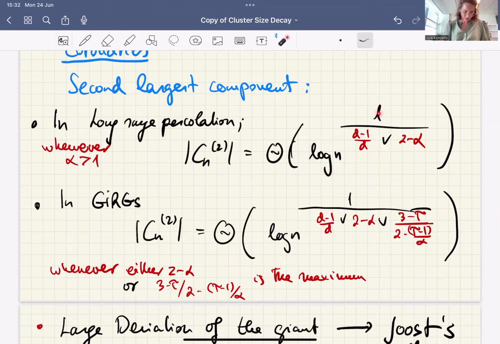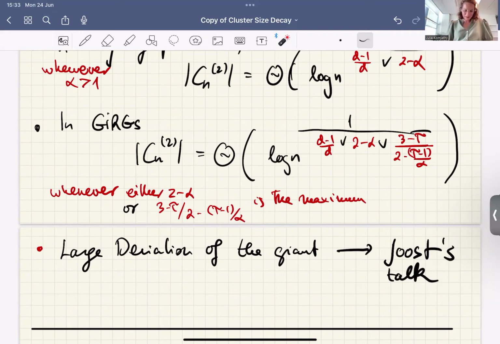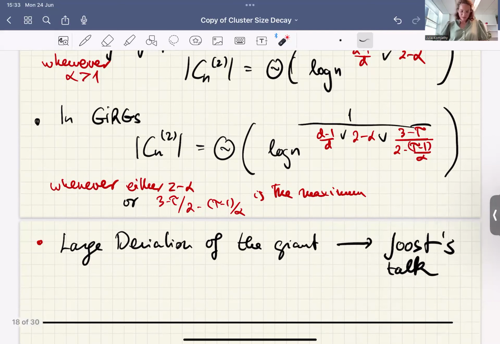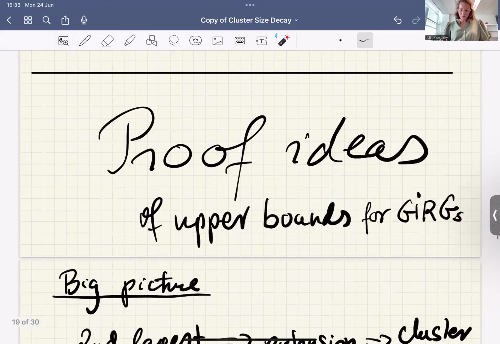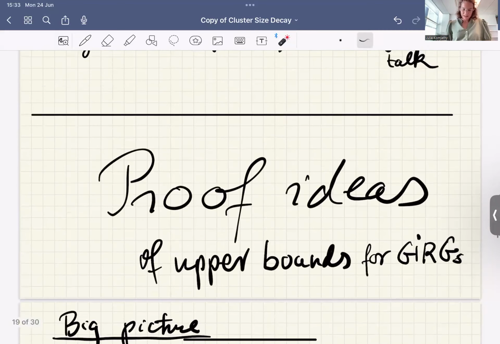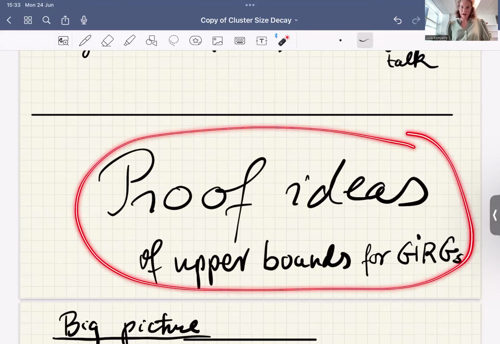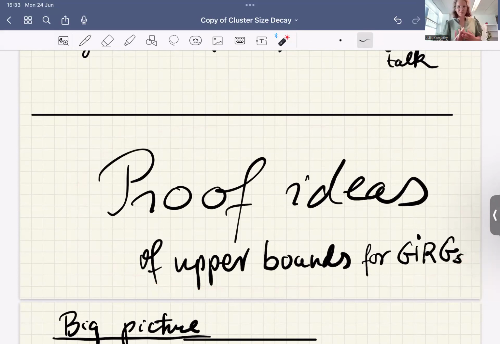And here the only condition is that alpha is larger than one. So we don't want infinite degrees. So there's also a consequence for large deviations for the giant, which Joost will talk about. So in the remaining time, I will give you some proof ideas. I cannot talk about everything, so I will focus on what I find the most challenging. And this was the upper bound of the cluster size decay and second largest component for geometric inhomogeneous random graphs.